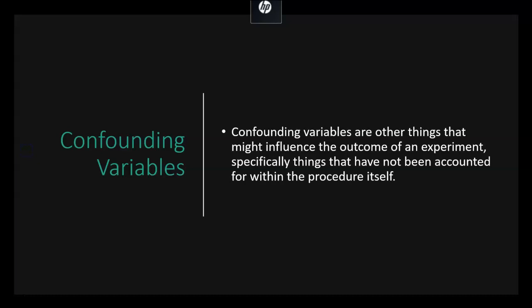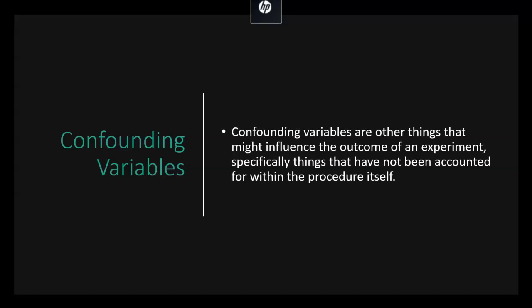Confounding variables are things which confuse the outcome. They influence it, but are not measured or accounted for within the procedure or within the analysis of the data. Like I said, they confuse the outcome. If there are confounding variables, then the procedure is not valid. And the reason it's not valid is because you have no idea how much or how little they have influenced the data and results.